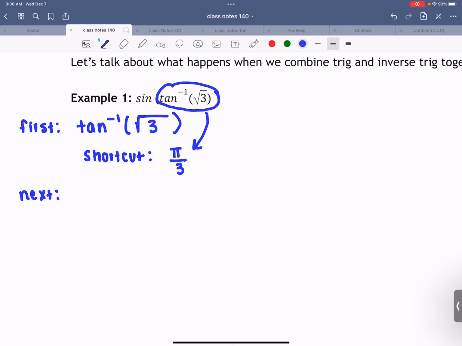So now this question becomes, what's the sine of pi over 3? Okay. Now remember, sine is the y value. So what is the y value when the angle is pi over 3? Perfect. The square root of 3 over 2. And that's it. Oh, did not mean to erase there. There we go. So all you have to do is do the inverse tan, then do the sine, and we've got our answer. All right. Any questions on this example here?